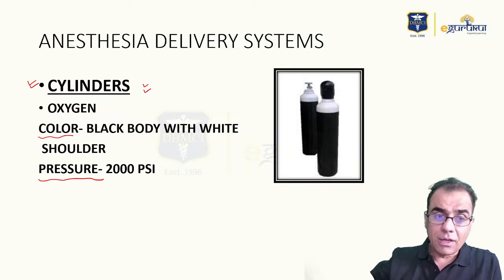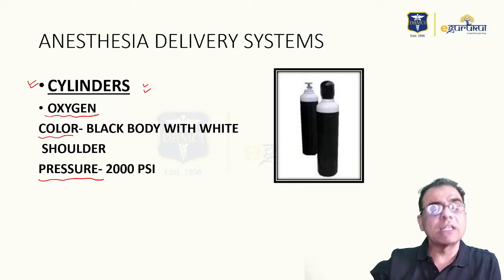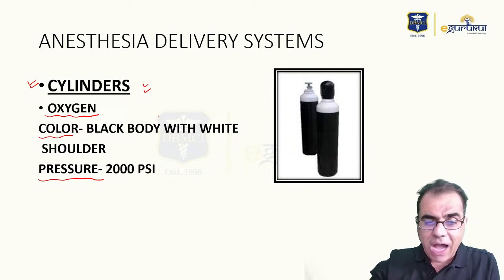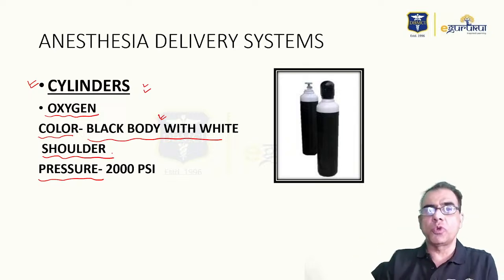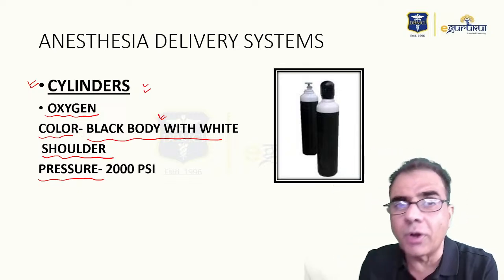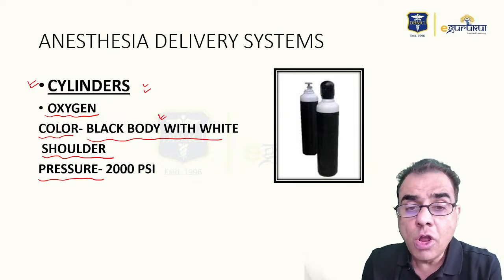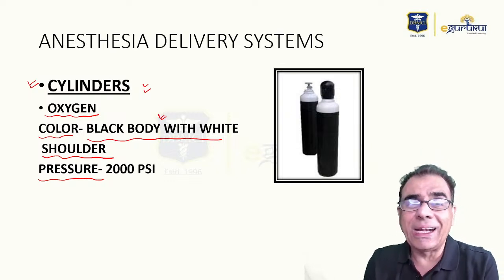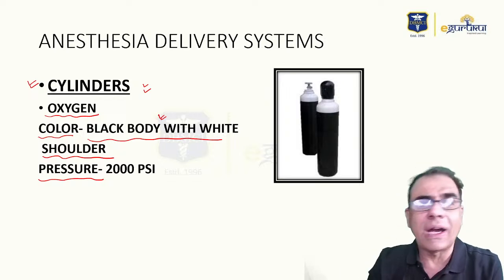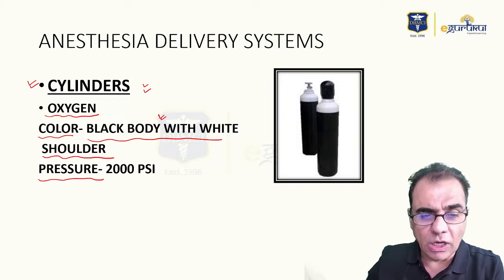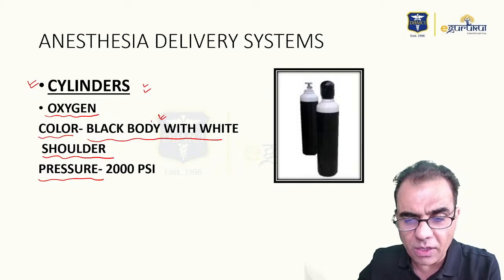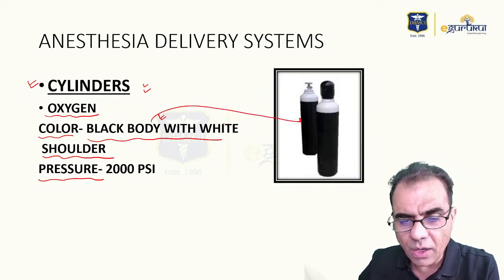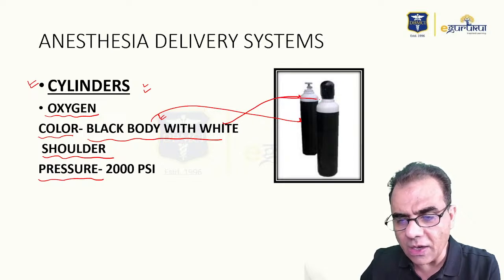The color of an oxygen cylinder is a black body with white shoulders. Color is not only important from the questions point of view, it is also very important from the clinical point of view, because color is the only criterion to identify a cylinder. If you know the color, only then can you identify a cylinder. You can see it's a black body with a white top, or white shoulders.